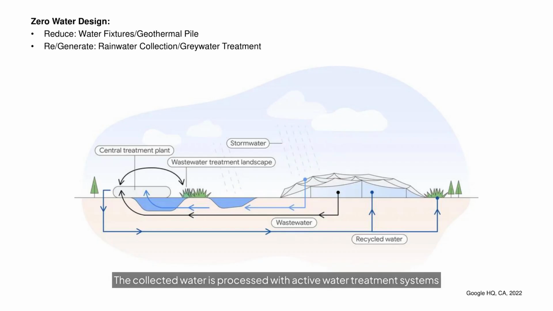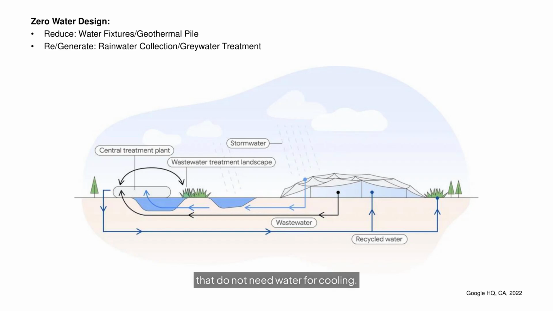The collected water is processed with active water treatment systems and flows into constructed wetlands for both Googlers and public. In line with the reduce principle, this building uses geothermal piles that do not need water for cooling. This real-world example visually underlines the practicality of achieving net zero water in a high-profile, sizable project.